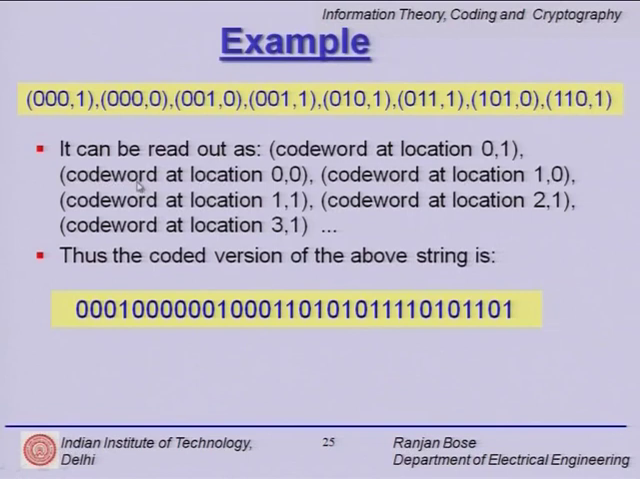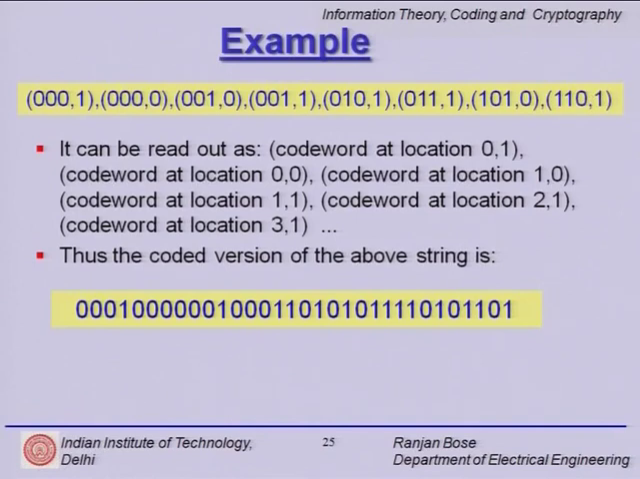So what have we sent out as an encoded bit stream? Code word at location 0 followed by 1, so 0 0 0 1, code word at location 0 followed by 0 0 0 0 and so on and so forth. So if you just write it out without the commas, I send out this 0 0 0 1, 0 0 0 0 and so this is my encoded bit stream. So binary string encoded into another binary string.